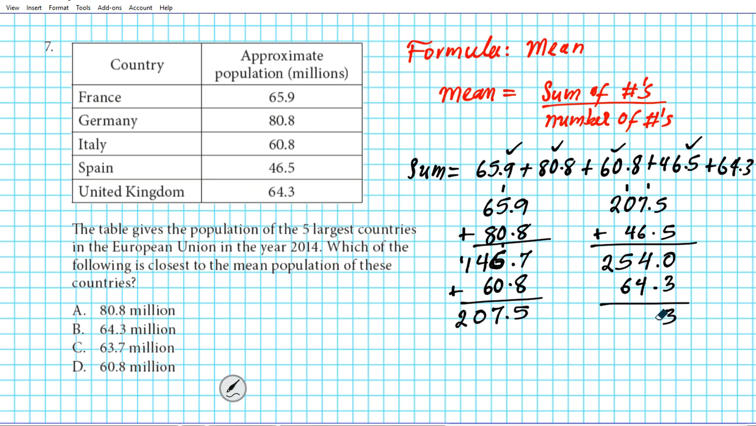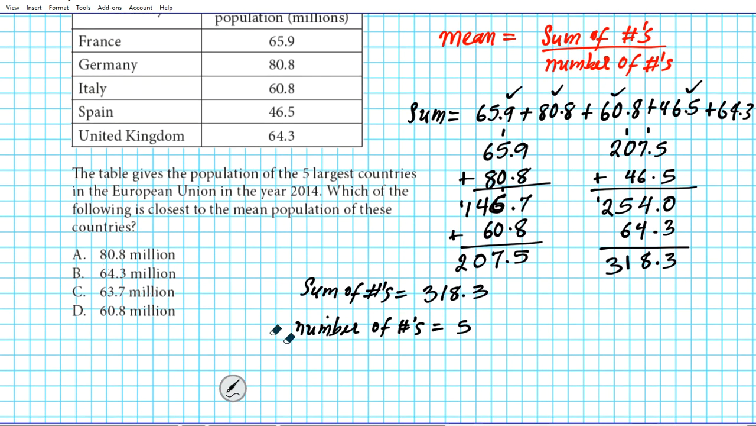0 plus 3 is 3. 4 plus 4 is 8. 5 plus 6 is 11. 1, carry 1. We have 318 plus 0.3 as the sum. Okay? Alright, so we have the first part that we need. Sum of numbers is equal to 318.3. And then the number of numbers is just the number of numbers we added, which is 1, 2, 3, 4, 5, which is 5. Okay, now we have all the information we need to compute the mean. So the mean is simply the sum of numbers, 318.3, divided by the number of numbers, which is 5.